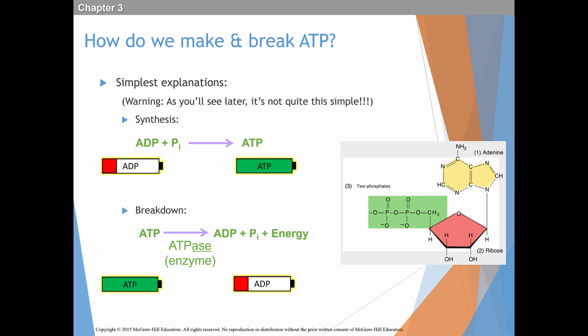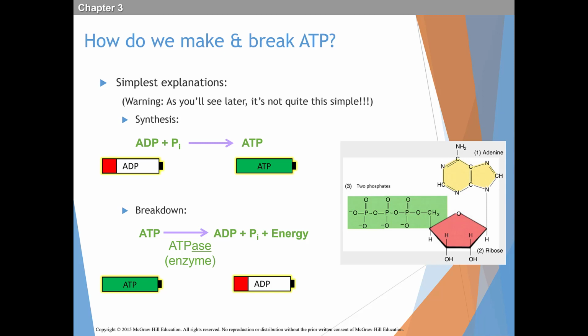So to start off, we have a molecule called ADP. I like to think of ADP as an uncharged AA battery. When we're synthesizing ATP, ADP reacts with inorganic phosphate to form ATP, or a charged AA battery. So if you look at the figure on the right, we have a molecule of ADP, and then an inorganic phosphate molecule comes in, attaches to the end of the ADP to form ATP.